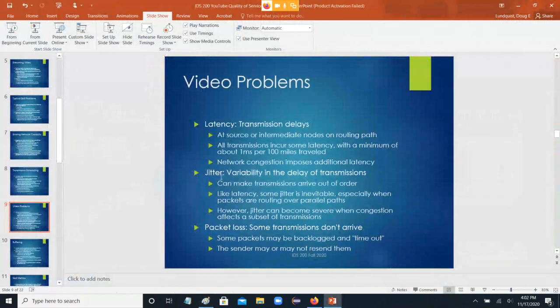So this is a way that jitter can happen. Let's talk about what jitter is. Jitter is simply the variability in the delay of transmissions. And in some cases, if transmissions are following multiple paths, it can even make the packets that are sent arrive out of order. Now, like latency, some jitter is inevitable, right? The hardware isn't perfectly synchronized. And especially if packets are being routed over separate parallel paths, then yeah, there could be some time differences there.